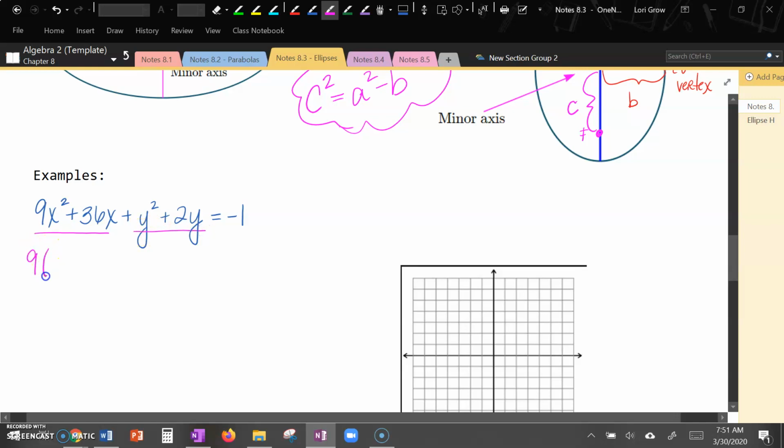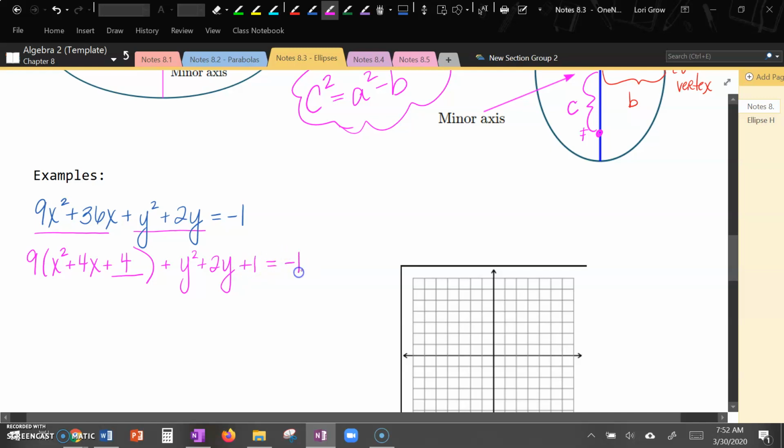So in order to complete the square with the x's, I'll need to pull out a 9. That'll leave me with x squared plus 4x. And then I'll fill in the value to complete the square. I'll take half of 4 and square it, which is 4. And then for the y's, there's no value to take out front, so I'll just go straight into completing the square. I'll take half of 2 and square it, which is 1.